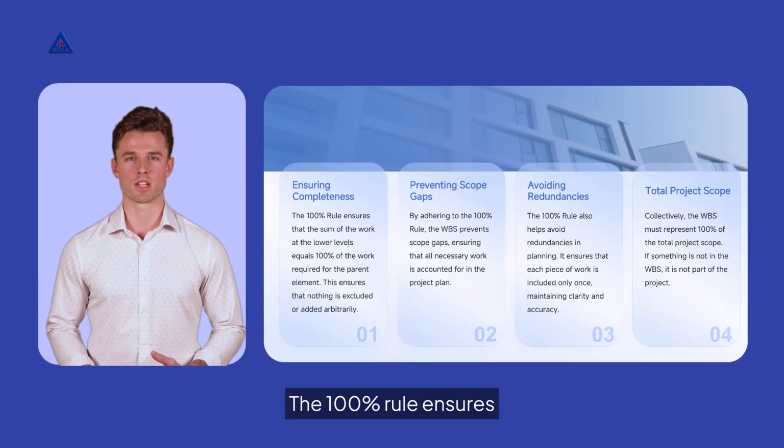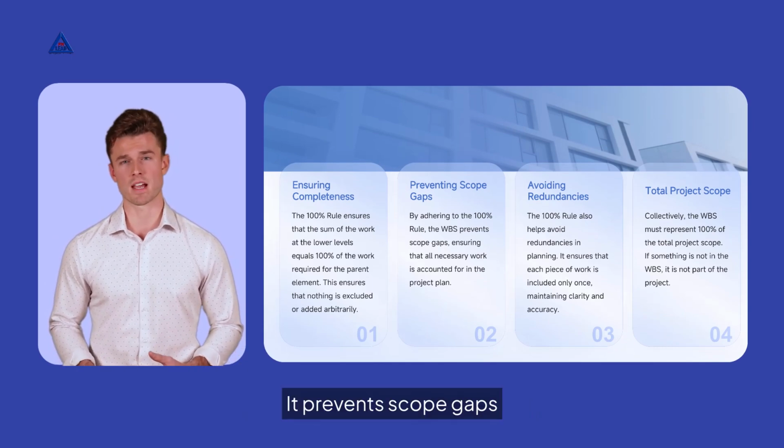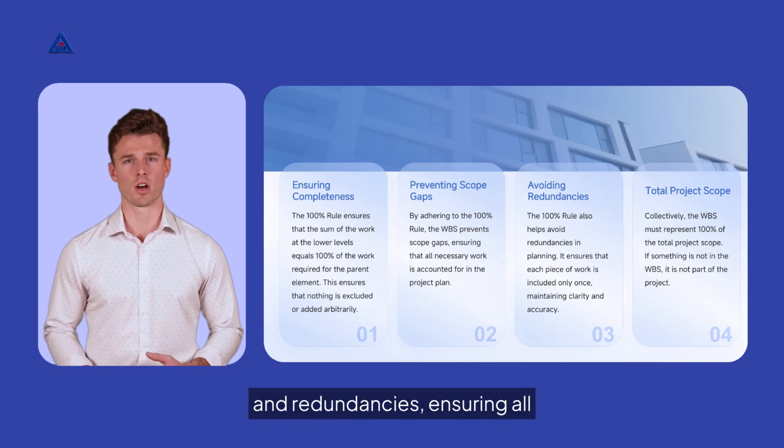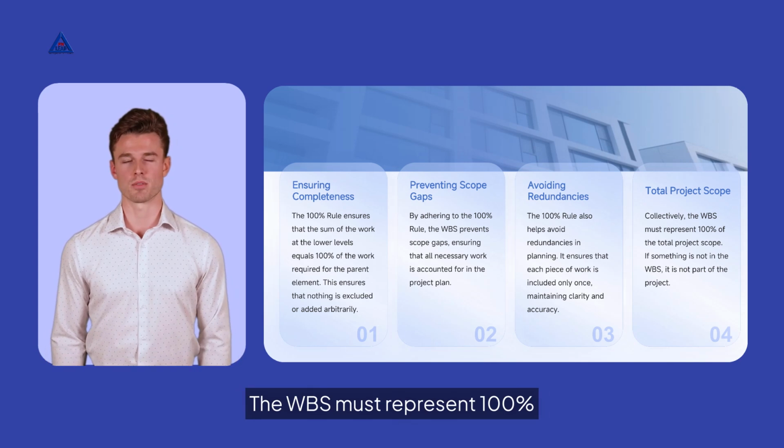The 100% rule ensures completeness in the WBS. It prevents scope gaps and redundancies, ensuring all necessary work is accounted for. The WBS must represent 100% of the project scope for accurate planning and execution.